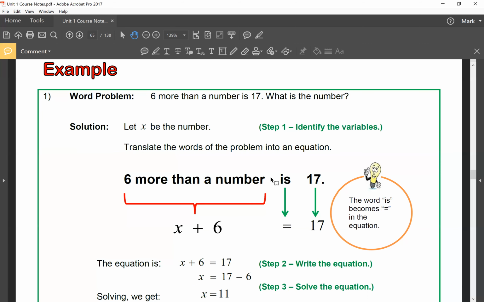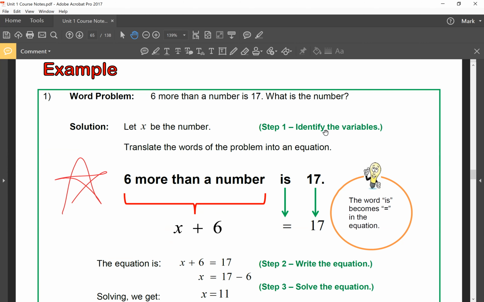Now, look at this right here. Translate the words of the problem into an equation. Now, what's the difference between this question and the question above it? Well, this question has the word is. And as Mr. Lightbulb here says, is means equals. 6 more than a number, okay, so x plus 6 is 17. And the question is, what is that number?